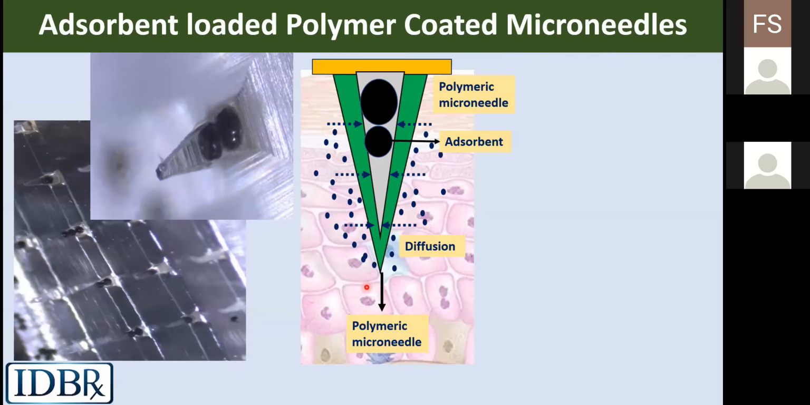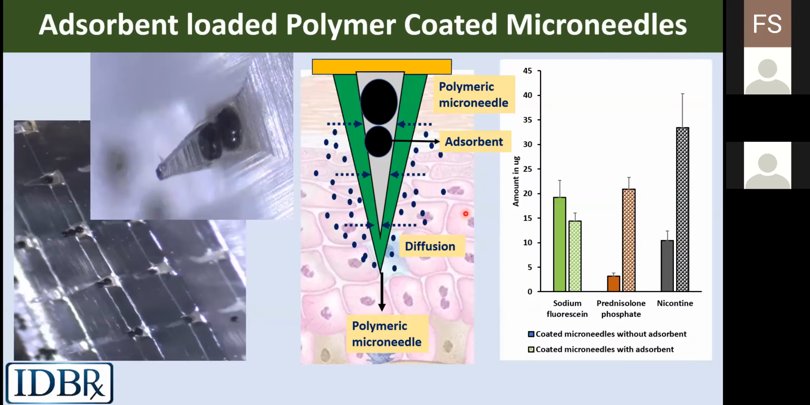So again, the same mechanism. When we tried the same experiment, we found that the amount of sodium fluorescein that we could sample was almost the same. It was pretty reproducible also, if you look at the error bars, right? But we were able to sample a lot of prednisolone and nicotine, representative lipophilic molecules, by the use of these adsorbents.